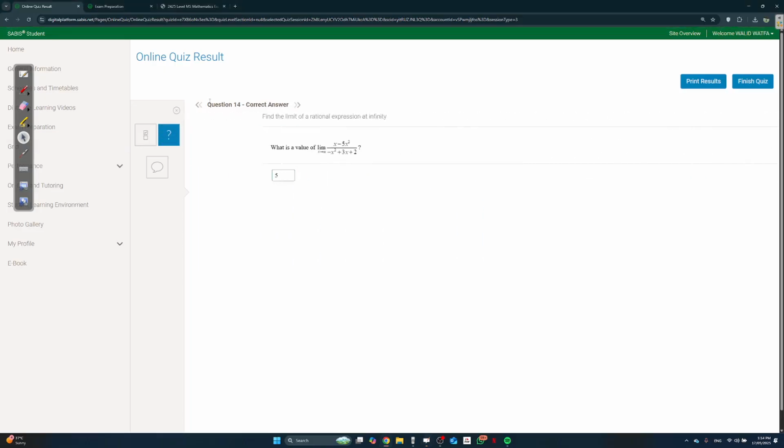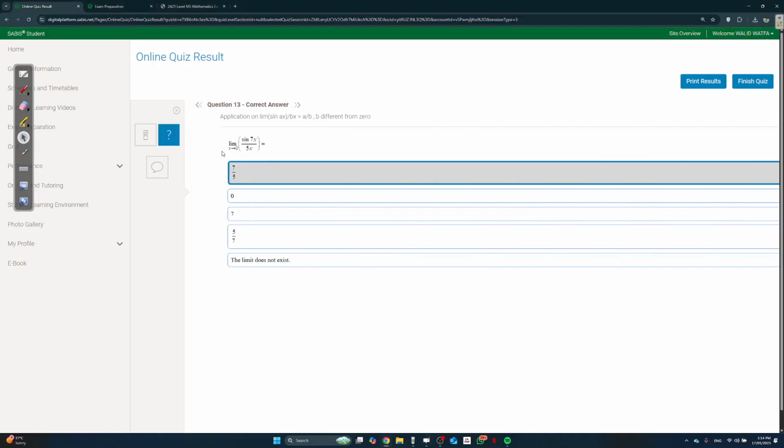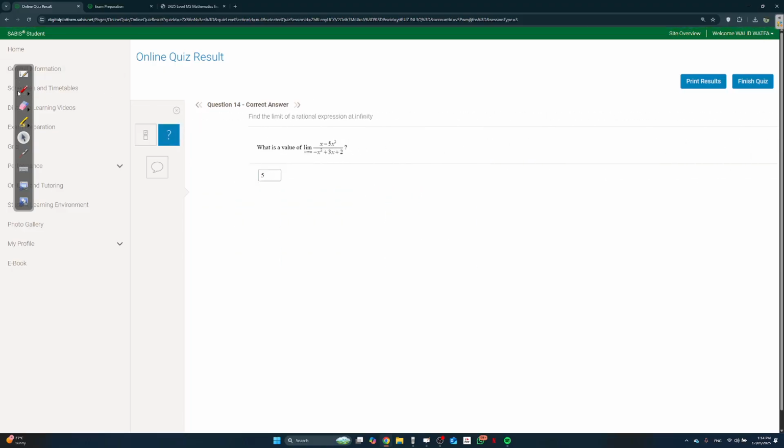Question 14. Remember, please, it has to approach 0. It has to approach 0. If it doesn't approach 0, you go back and you substitute the number, whatever they gave you. Okay. Question 14. What's the value of the limit of x minus 5x squared?